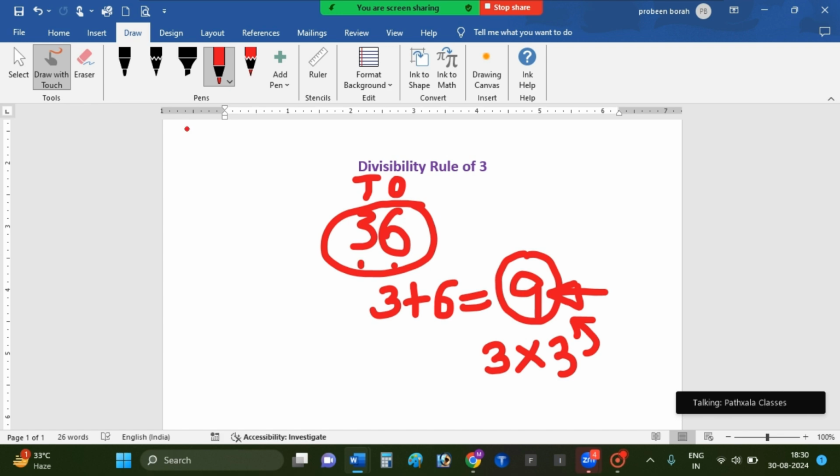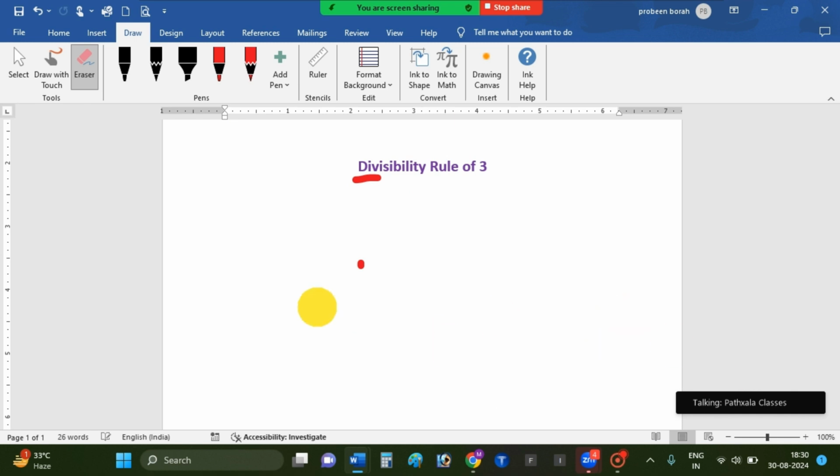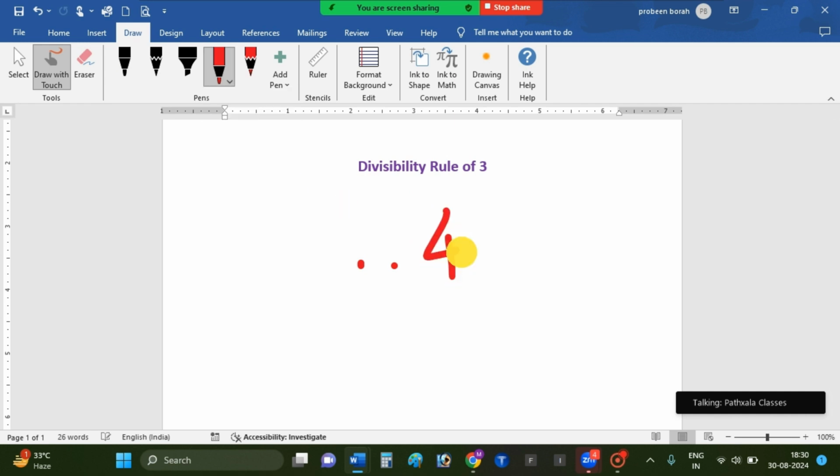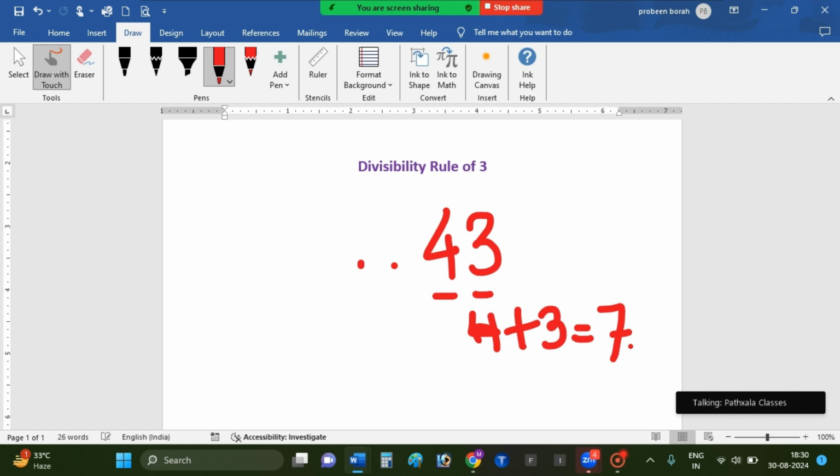Okay, so let us take another example. Let's assume we take another number, say 43. Let's check whether this number is divisible by 3. So here the two digits are 4 plus 3, right? So it comes to how much? 4 plus 3 is 7. So whether this number 7 is divisible by 3.